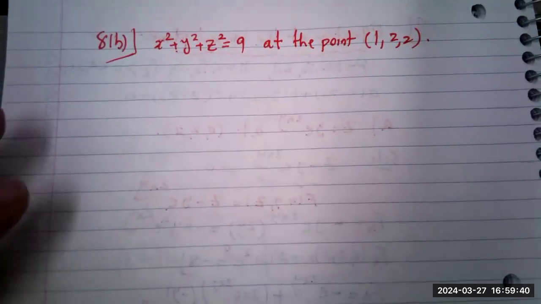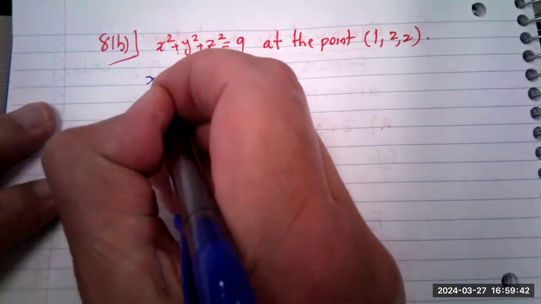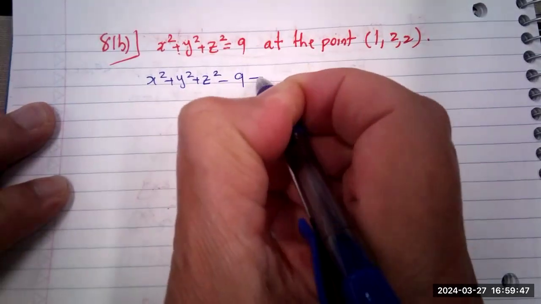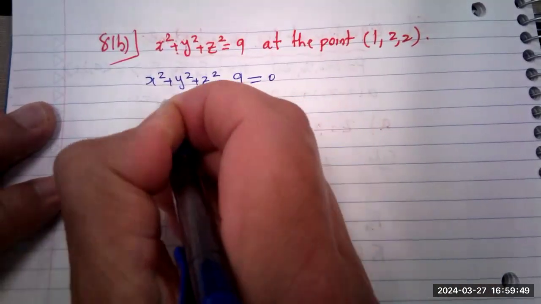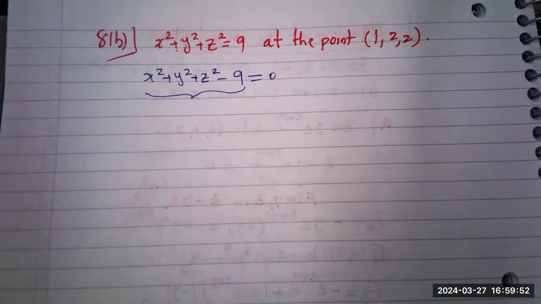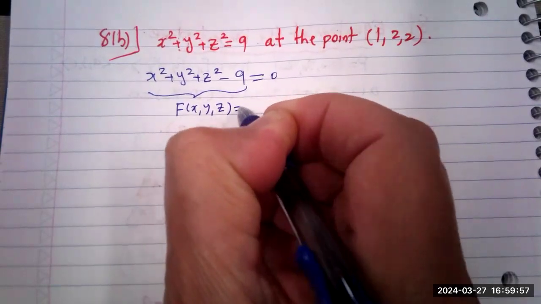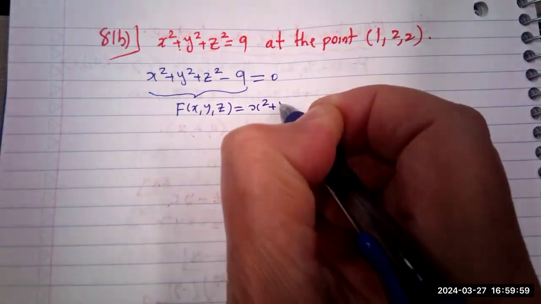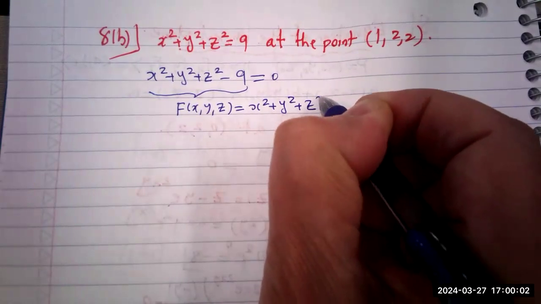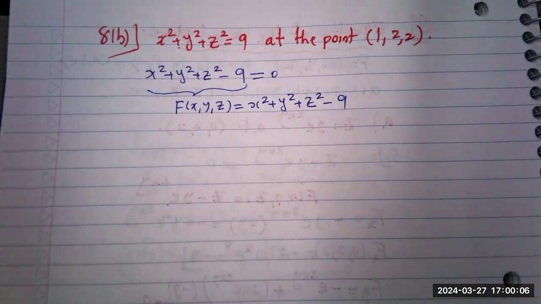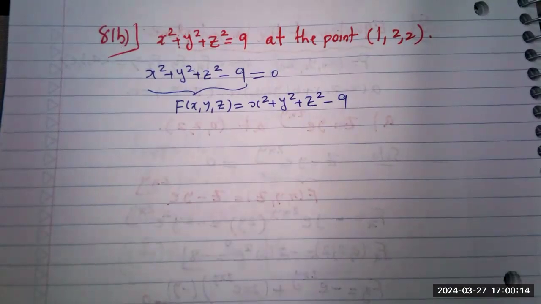Okay, you create your function first. So move everything to one side: x squared plus y squared plus z squared minus 9 equal to 0. This would be your function. So the function f of x, y, z is equal to x squared plus y squared plus z squared minus 9. See, the functions are implicitly defined. You don't have z equal to. If you have z, it would be easier. Okay, so that's it. Same thing.